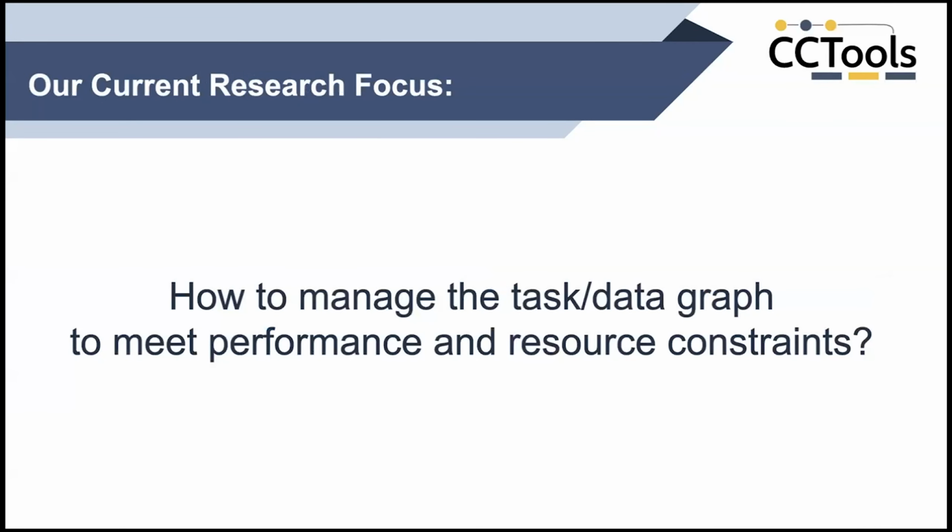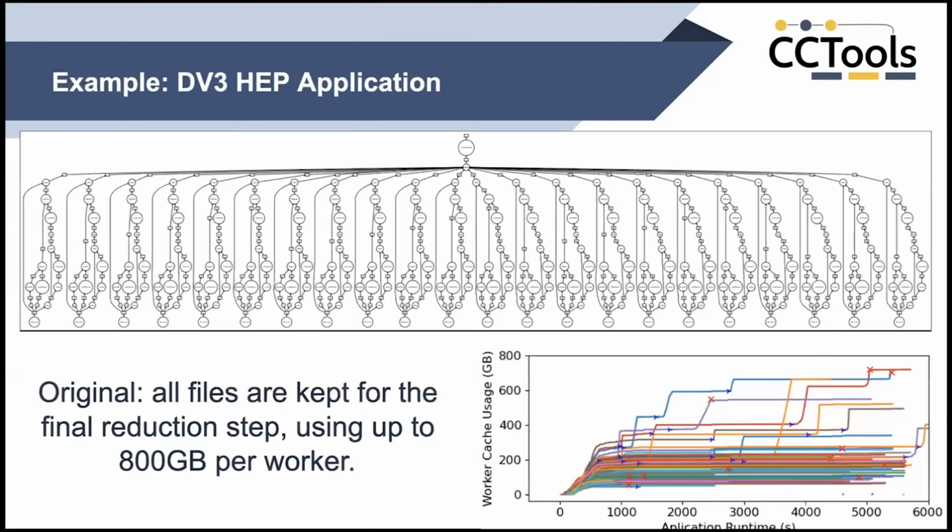All right, so that's a basic idea of what TaskVine does. Well, what's our interest as researchers? So our current focus is really on this question: how do we go about managing the graph of tasks and data items in order to meet the performance and resource constraints of both the user and the facility? So let me just give you a sense of the sort of things that get constructed here. So here's a high-energy physics data analysis application.